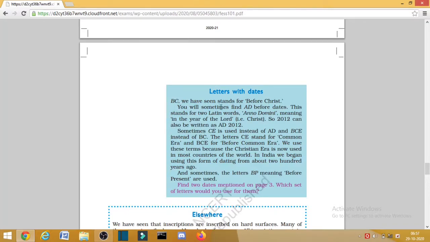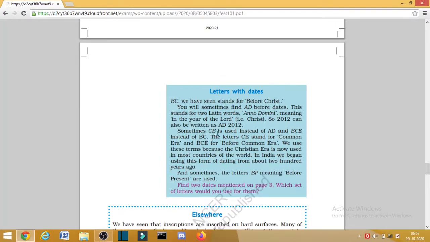You will sometimes find AD before dates. This stands for two Latin words, Anno Domini, meaning in the year of Lord, that is Jesus Christ. Sometimes you will find this, boys, so you should not get confused here. So 2012 can also be written as AD 2012. You can write 2012 as 2012 AD. It's not a problem.